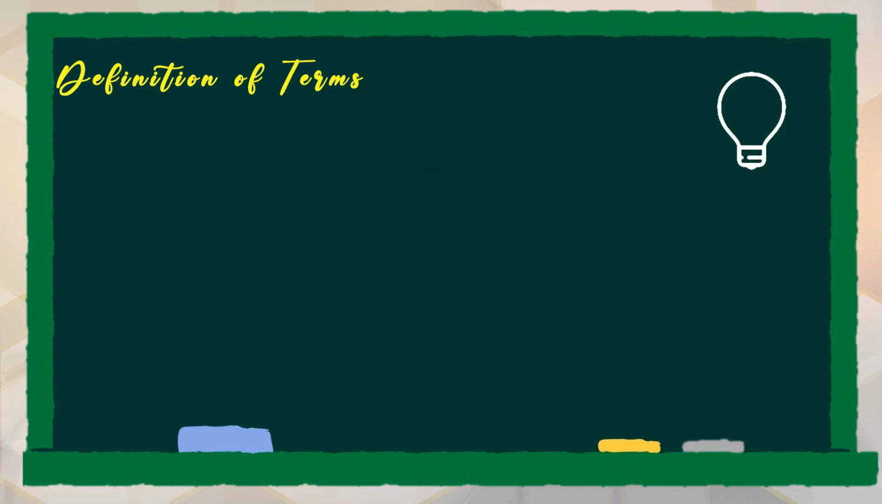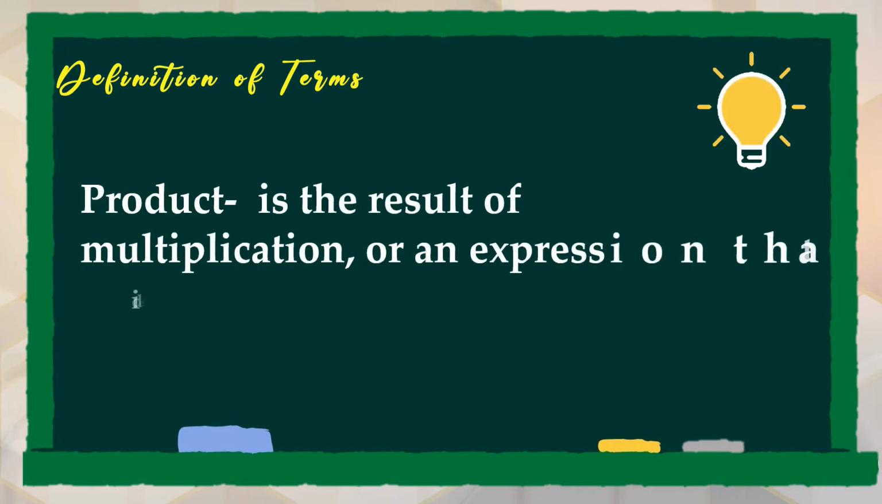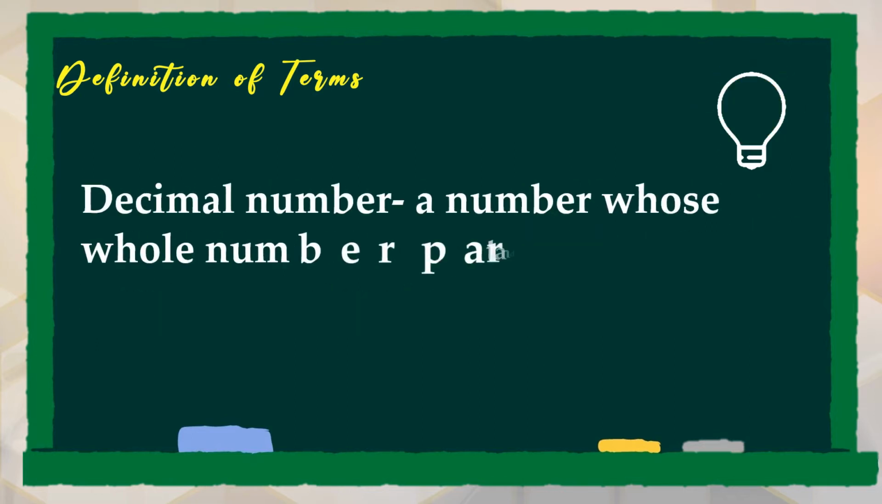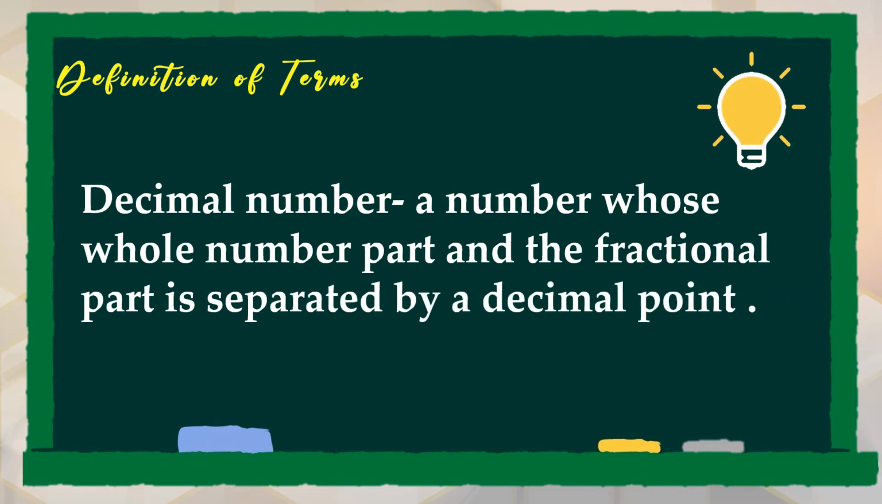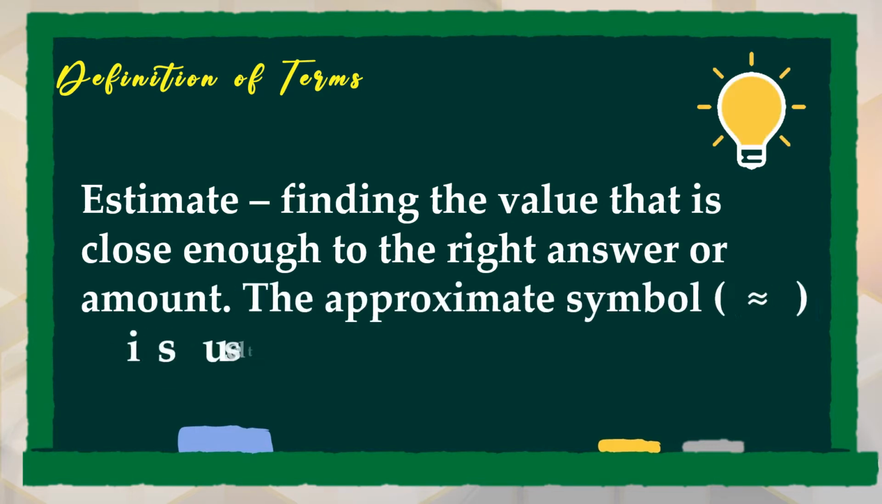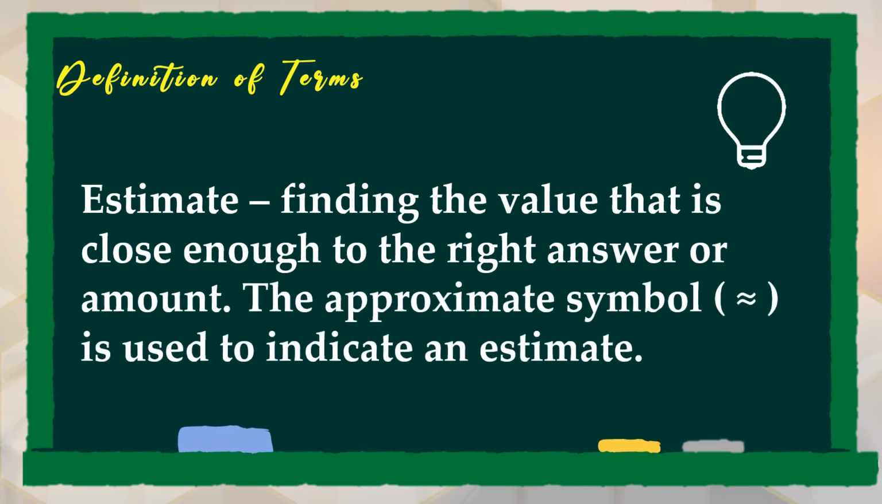Before we start, let us first know the meaning of the different terms we are going to use in this lesson. Product. It is the result of multiplication or an expression that identifies factors to be multiplied. Decimal number. A number whose whole number part and the fractional part is separated by a decimal point. Estimate. Finding the value that is close enough to the right answer or amount. The approximate symbol is used to indicate an estimate.